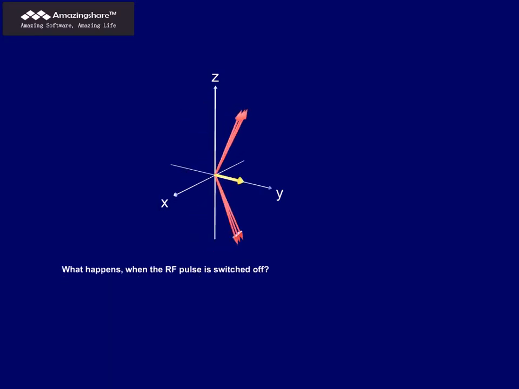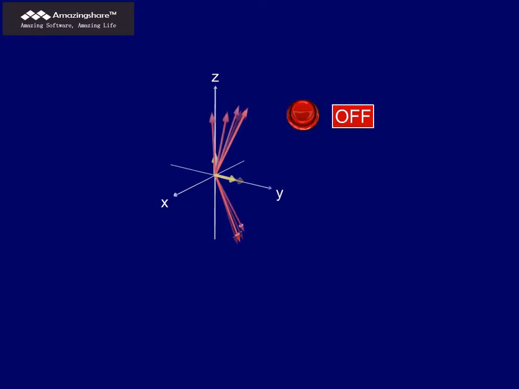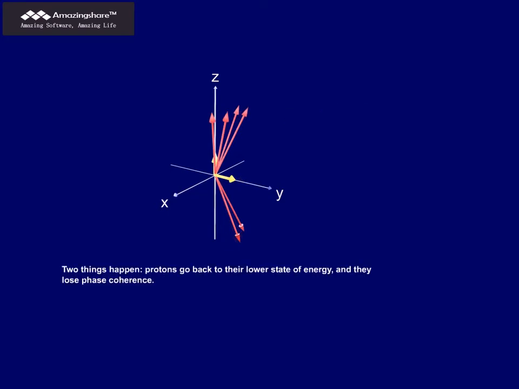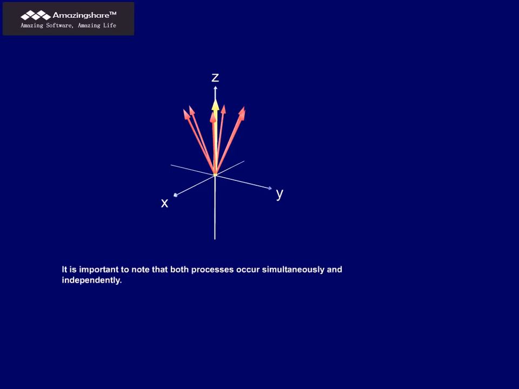What happens when the RF pulse is switched off? To find out, try clicking it off. 2 things happen. Protons go back to their lower state of energy, and they lose phase coherence. It's important to note that both processes occur simultaneously and independently. For the sake of simplicity, let us look at what happens step by step, and first focus on the longitudinal magnetization.